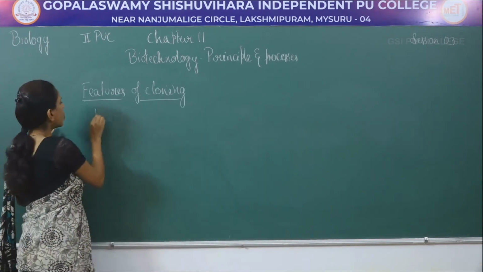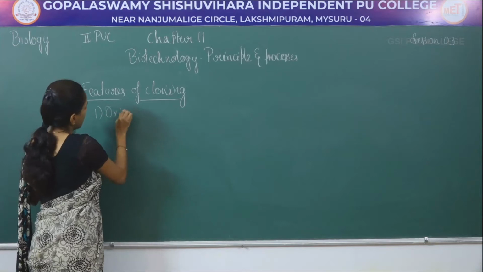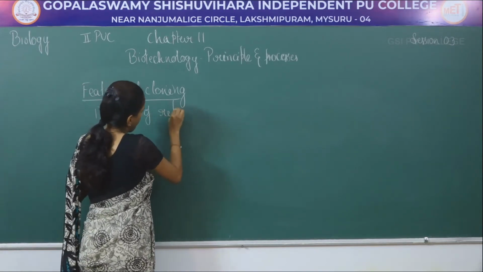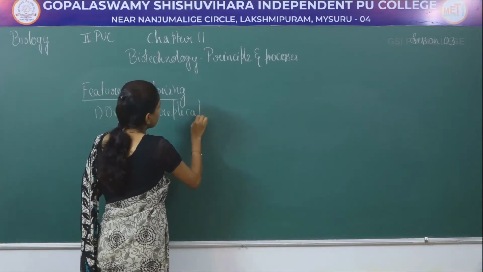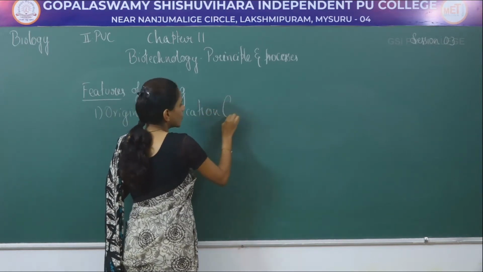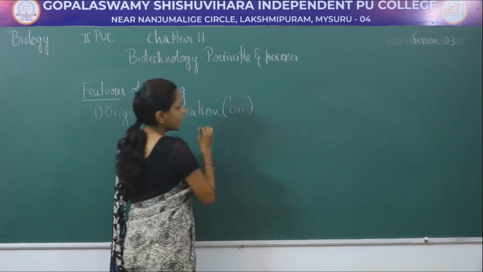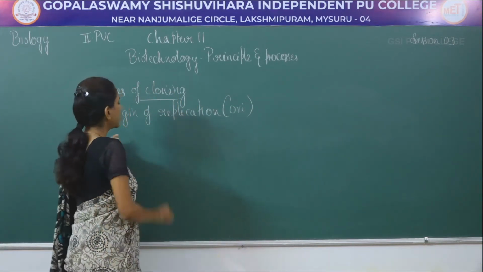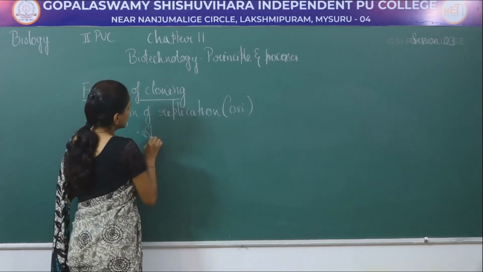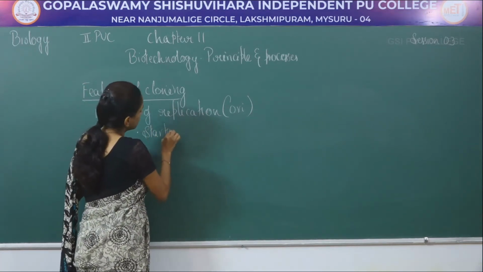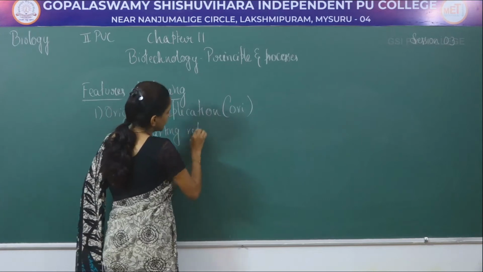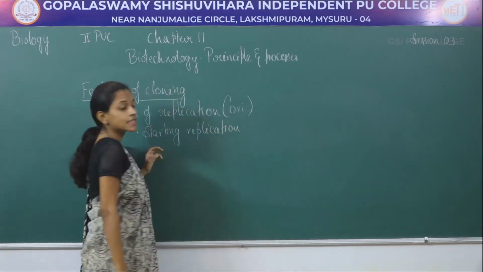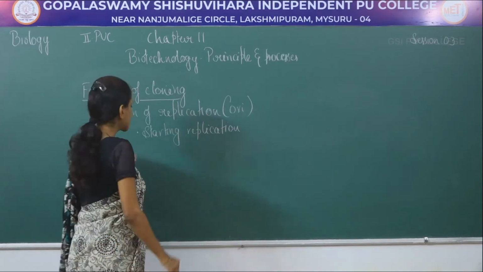The first one is the origin of replication, which is shortly called the ORI region. The ORI region, or the origin of replication, helps in starting the replication process.